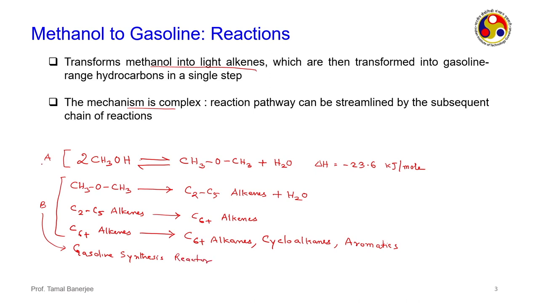Okay. And this A will be called the dimethyl ether reactor, the DME reactor. In short, this is also called DME. This is a very valuable compound, because if you can produce it, then the production of alkenes is easier. So, DME reactor.